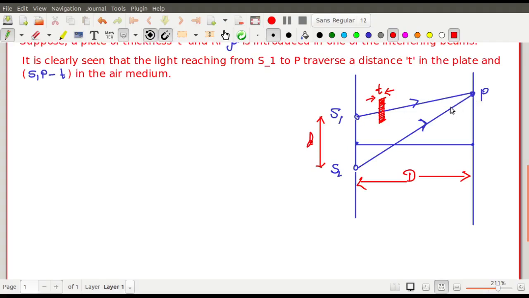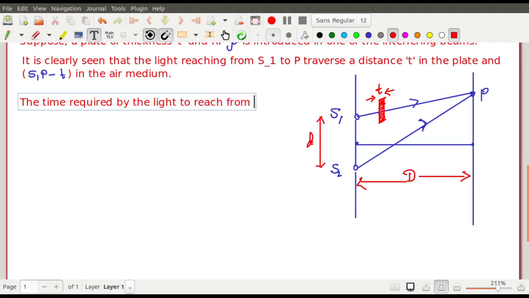Now what is the time required for the light to reach from S1 to P under this condition? So let me write it. The time required by the light to reach from S1 to P under this condition. Under this condition means under the introduction of the plate. কতটা time লাগবে? The time required by the light to reach from S1 to P under this condition is how much?